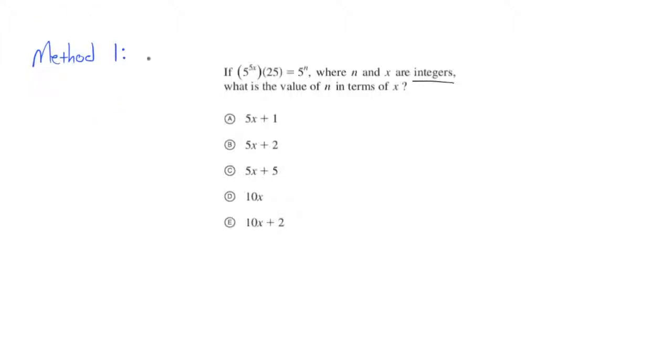rules of exponents. Now, we're going to look at 5 to the 5x power times 25, and apparently it's equal to 5 to the nth power. But we're going to replace 25, because we know some of our common squares, we know that this is 5 squared. We know that 25 is 5 squared.